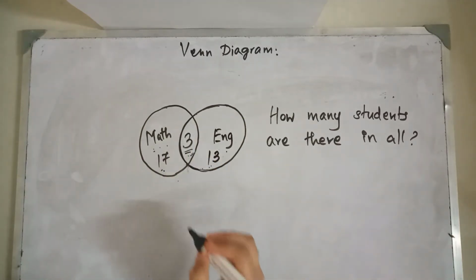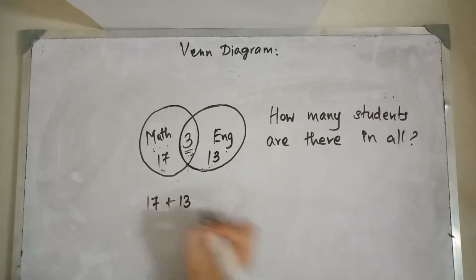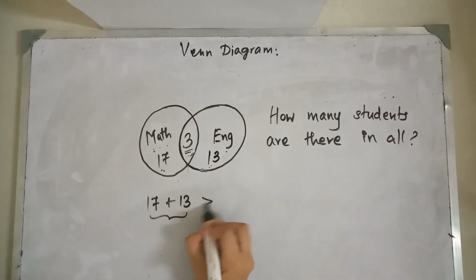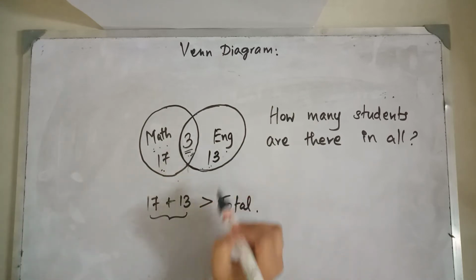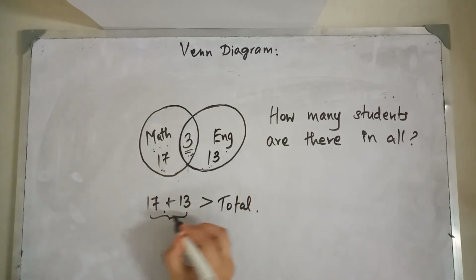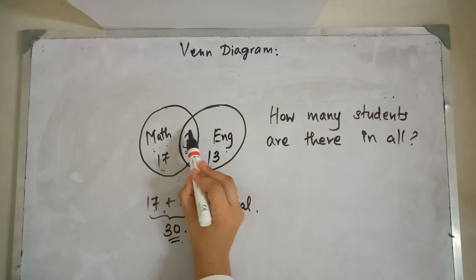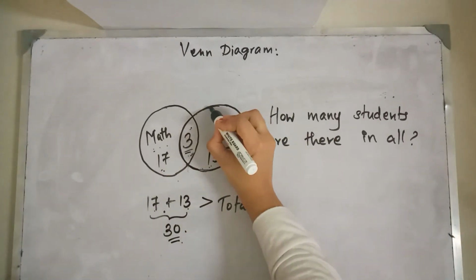So how do you find out the total number of students? We usually tend to take 17 plus 13, but this will not give us the total. This will give us a number greater than the total. Why is that? Because this number, which is actually 17 plus 13, is equal to 30. This number comprises of a repetition of this overlapping part. I'll show you how that is.